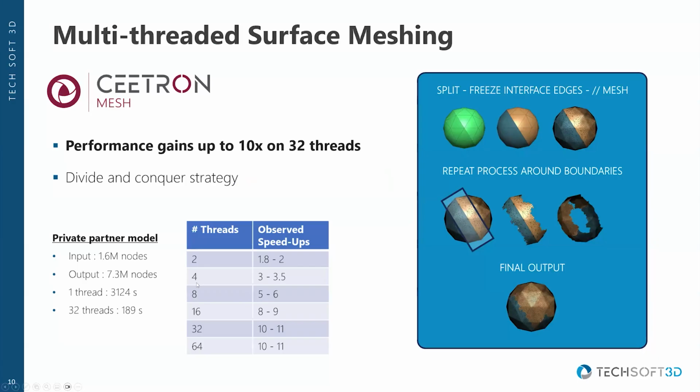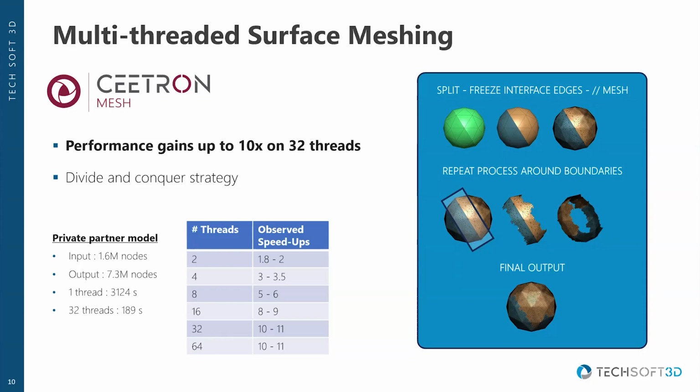I'll start our 2024 review with the multi-threaded surface meshing that was implemented in CEETRON Mesh. We had a preview release in late 2023, and the official release came in February of 2024. I wanted to come back on this feature because we have been collecting some feedback from our users, and I wanted to give you some idea of the performance gain you could expect. We're looking at speedups of 10 on 16 to 32 threads.